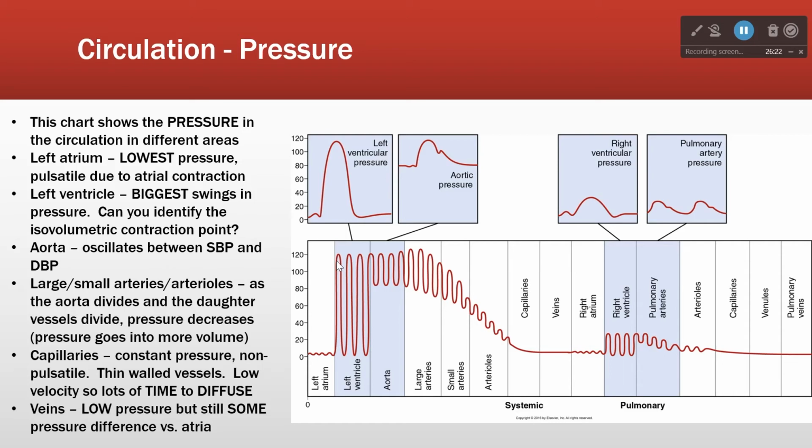And that's because the ventricle is the pressure-creating organ, right? So we see the biggest change there. I ask you in the notes here, can you identify the isovolumetric contraction point? That's this steep area, right? When the heart is just beginning to contract before any valves open, that's isovolumetric contraction.